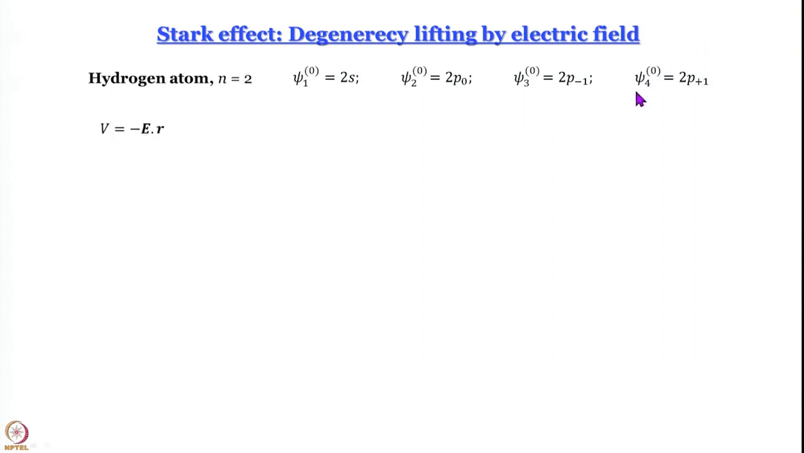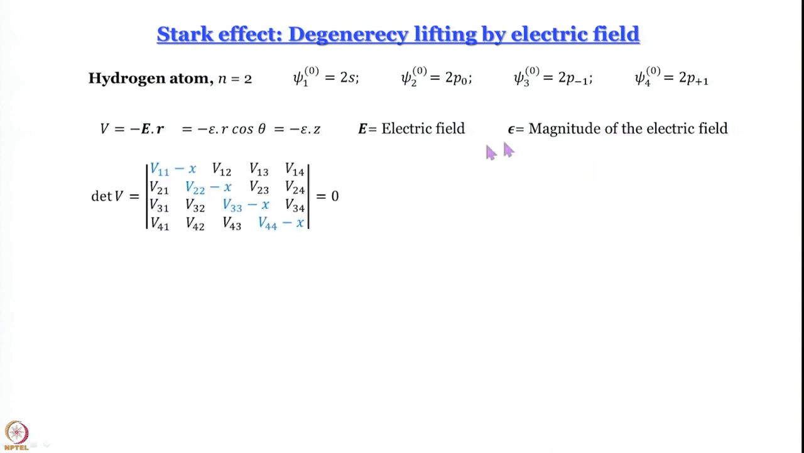So, V in this case is minus e E dot r, where E is the electric field, and we can write it as minus epsilon r cos theta, because it can be at an angle, right. So, that we can write as minus epsilon into z, where epsilon is the magnitude of the electric field. Now, this is a secular determinant that is equal to 0.